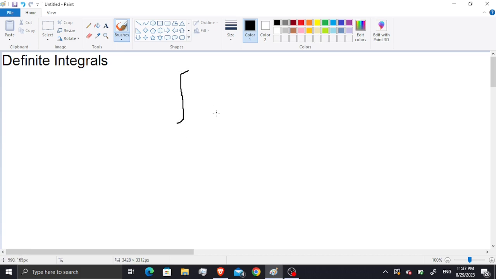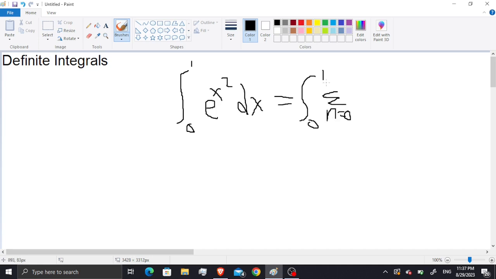Especially considering that even if you give them bounds, if they know how to use series, like let's say, for example, you give them e to the x squared dx from 0 to, I don't know, 1. If they know how to use series, then they'll just use a series expansion for this. So 0 to 1, you have n equal to 0 to infinity, and then the expansion for this should be x squared to the power of n, so x to the power of 2n over n factorial dx.